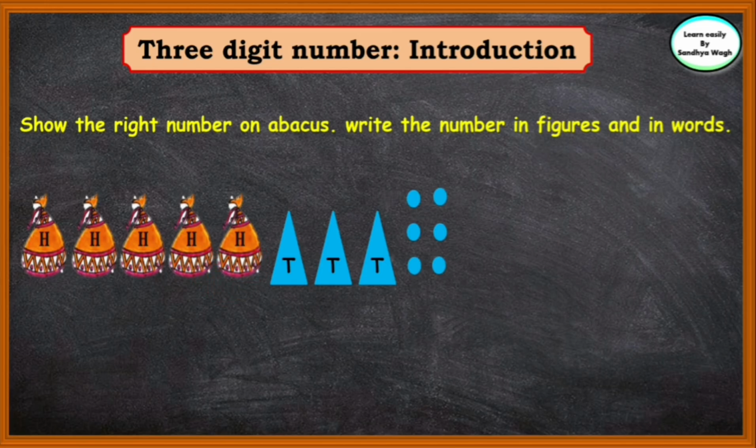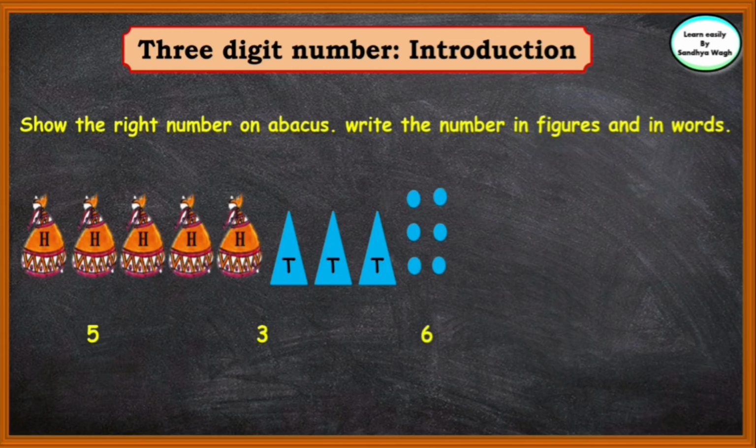Now children, in this next picture we have 1, 2, 3, 4 and 5. We have 5 hundreds. And how many tens do we have? 1, 2, 3. We have 3 tens. And how many ones are there, children? Let us count. 1, 2, 3, 4, 5, 6. Yes, there are 6 ones.